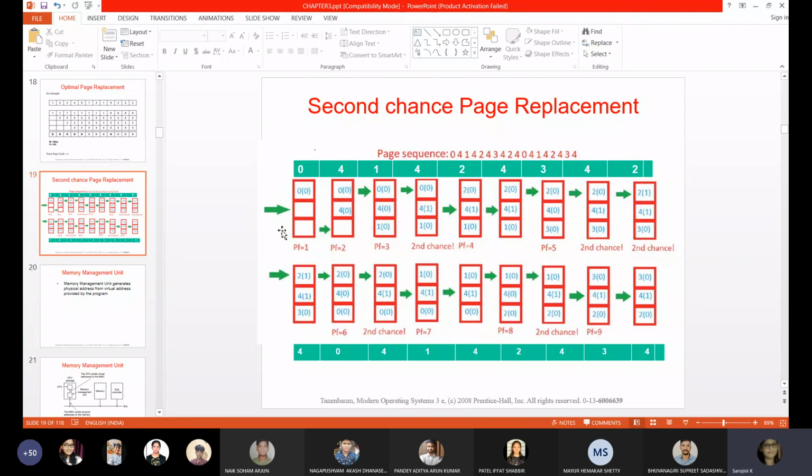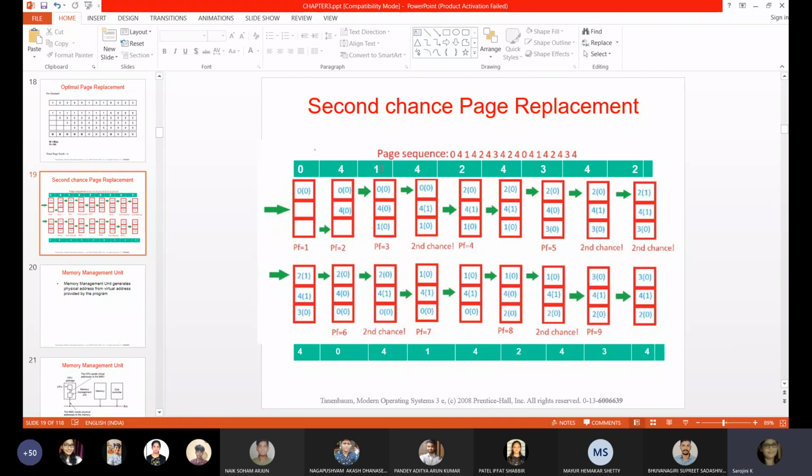Remember. Then the next step, page number four comes. This was the status of the main memory when page four comes. Page four was not there, so page fault. Page number four also goes inside the main memory with reference bit zero, because this is also a new page. After the operating system keeps this page inside this frame, it moves the clock pointer.